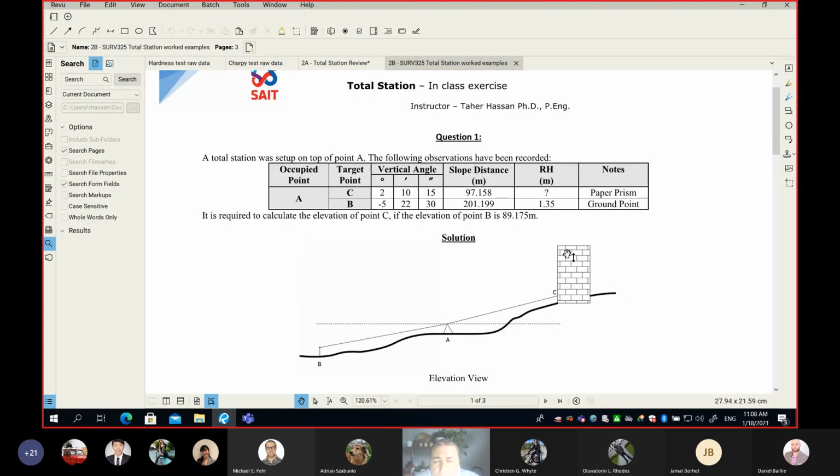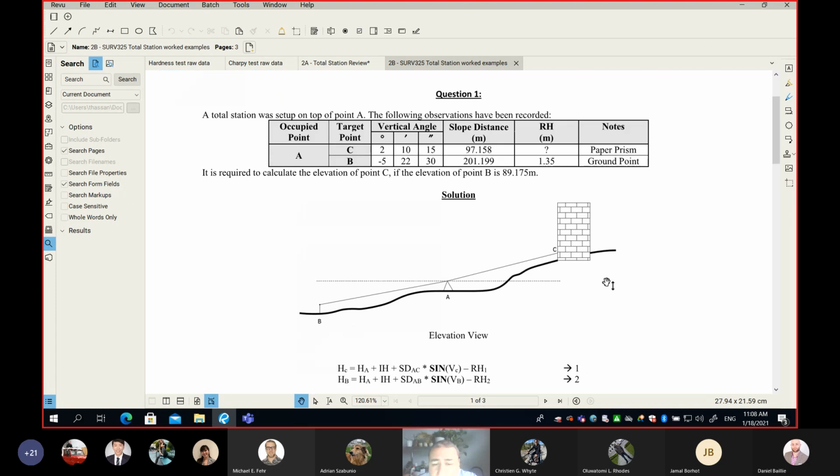Now, you know what? I have a way to discuss this problem. So you can see here what I did is I kind of drew for you a quick sketch to show you what's going on. So I have a point A, my setup is here. So this is where my total station is. I observed a point B, which is a point on the ground with a reflector height of 1.35. And then finally, I have a point here, point C. It's hung on the wall as a paper prism.